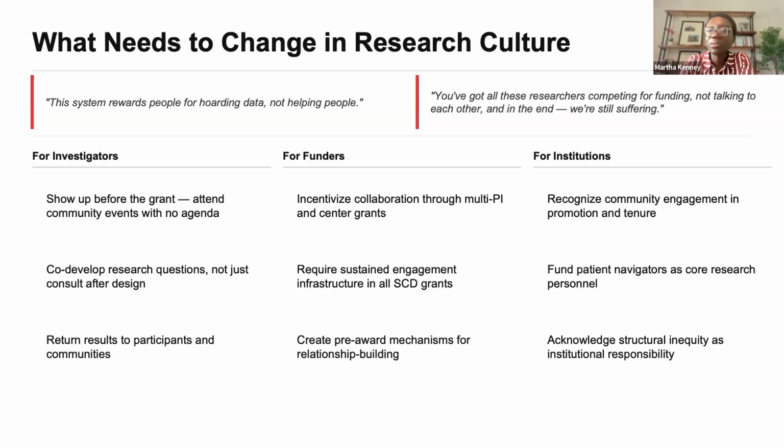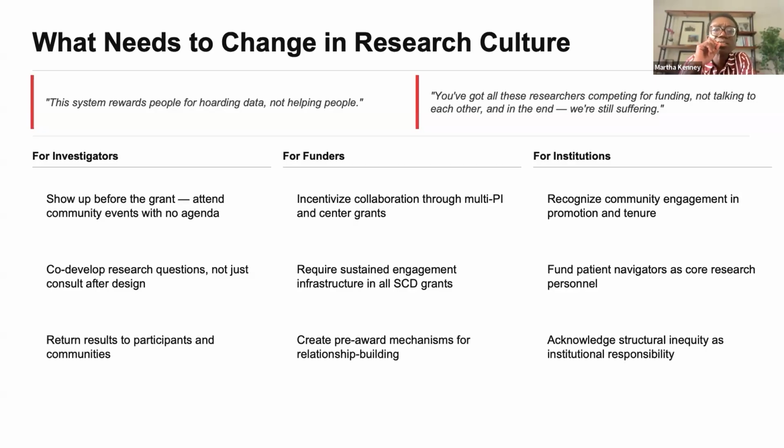And when that relationship is built, you've built trust. So when you come with a project and you've involved us, you already have our trust and our buy-in. So show up for the community walks, the community barbecues, the events that are happening, and just build relationships with people. And then also the importance of returning the results to participants and communities, because they want to know what the results are, regardless of what is happening.